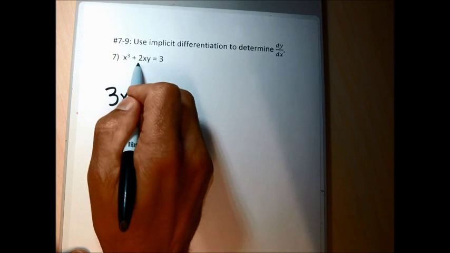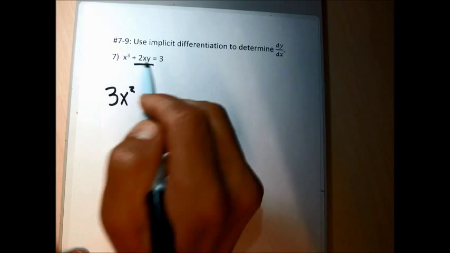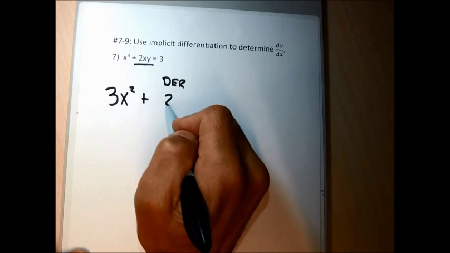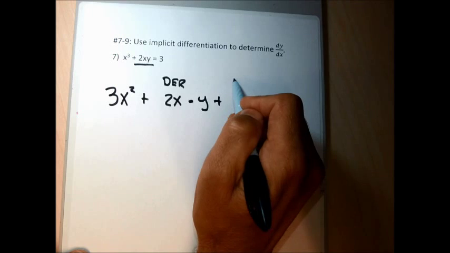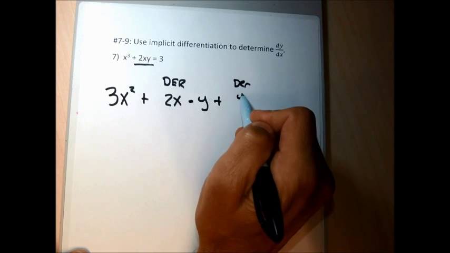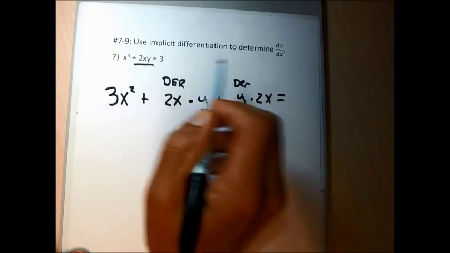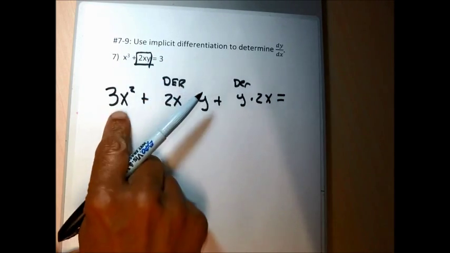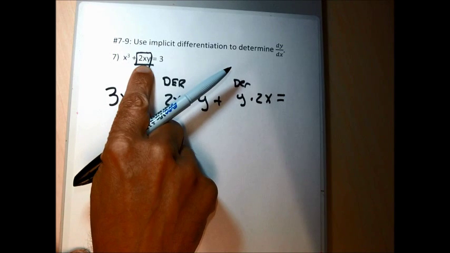The derivative of 2xy, because it's a multiplication, I have to use the product rule. So I'm going to have to do the derivative of 2x times the y function unchanged plus the derivative of the y function times the 2x unchanged. That's going to be the product rule for that. I already took the derivative of x cubed. I'm going to take the derivative of this on my next stage.